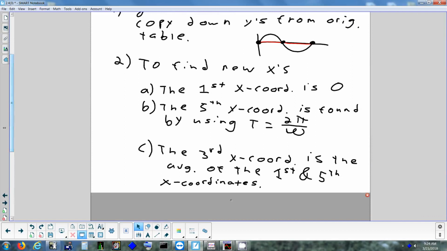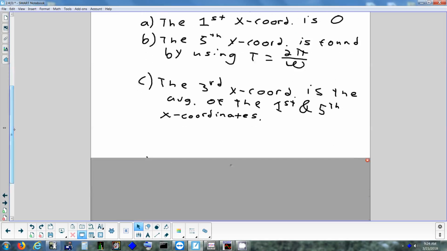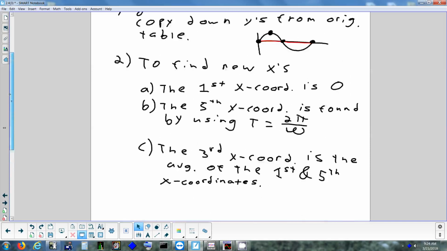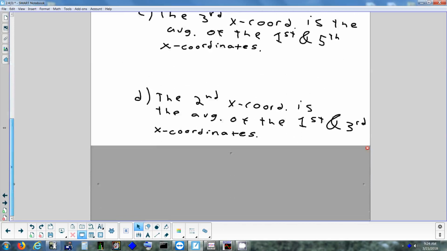And now we can find the 2nd and the 4th, kind of doing the same thing. Caitlin, now that I have the 3rd, how would I find the 2nd? Find the average of the first and the third. Right, because when you find an average, you're putting things right in the middle. You're spacing things evenly. That's what an average is. It's exactly in the middle of 2 things. So to find the 2nd coordinate, you're going to average the 1st and the 3rd. And then we have to finish up with the fourth coordinate, which is going to be the average of the third and the fifth.